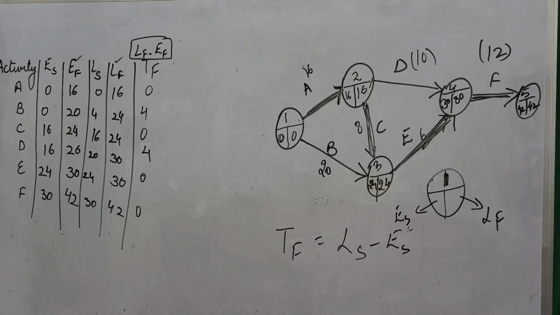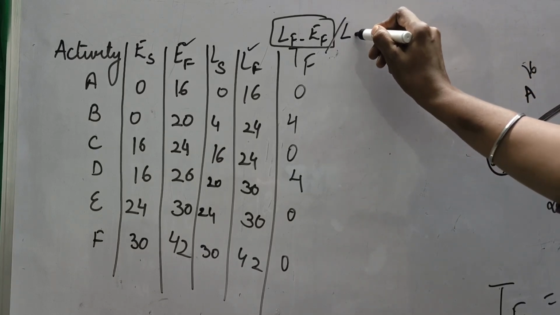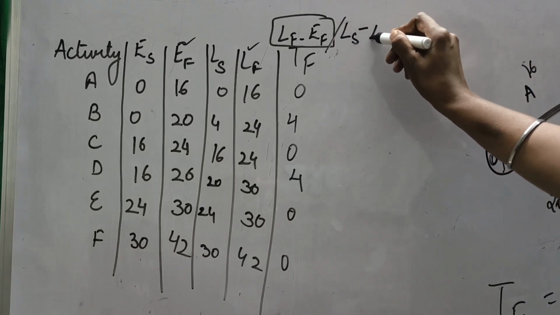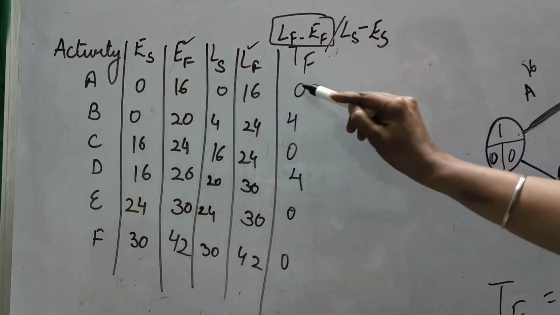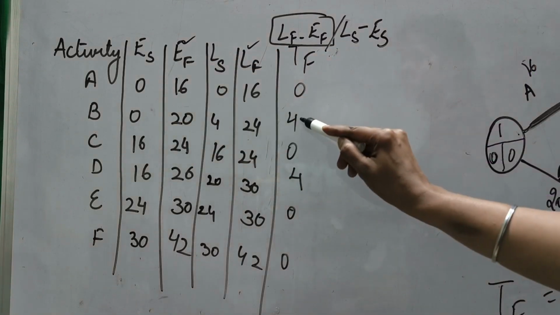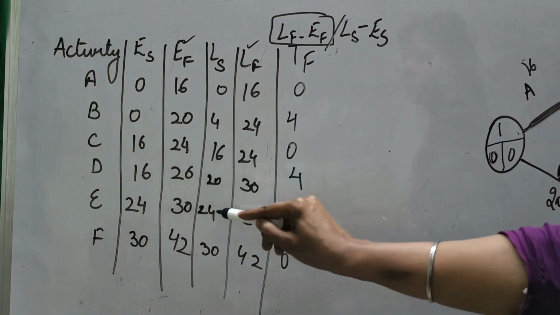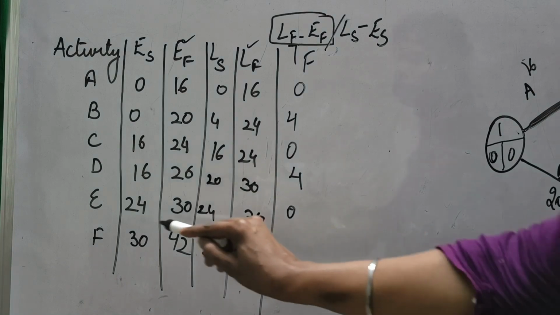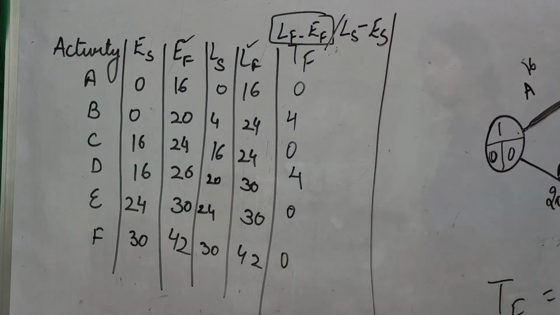If we apply the second formula that we have just done, LS minus ES: 0 minus 0, 0. 4 minus 0, 4. 16 minus 16, 0. 20 minus 16, 4. 24 minus 24, 0. 30 minus 30, 0. So in both ways you will get the same answer. So total float can be calculated by either way.